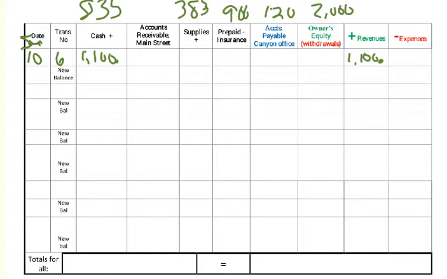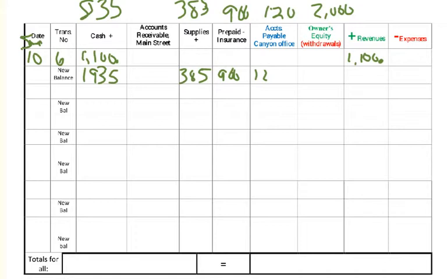So now we have to do balances again. You take your 11, he's going to want to know how much cash do I have. $1,100 plus the $835, so right now he has $1,935. He doesn't have any accounts receivable yet. He still has $385 in supplies. He still owns $900 for insurance. Did I say owes? Owns.